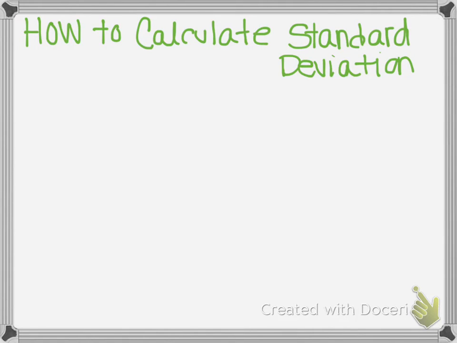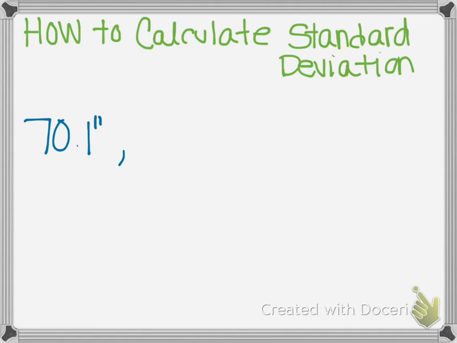So now we're going to calculate standard deviation, and the data sets that I'm going to use are 5 data points that represent the height of certain Toyota car models. So our first one is the Toyota Tacoma, which is 70.1 inches high.